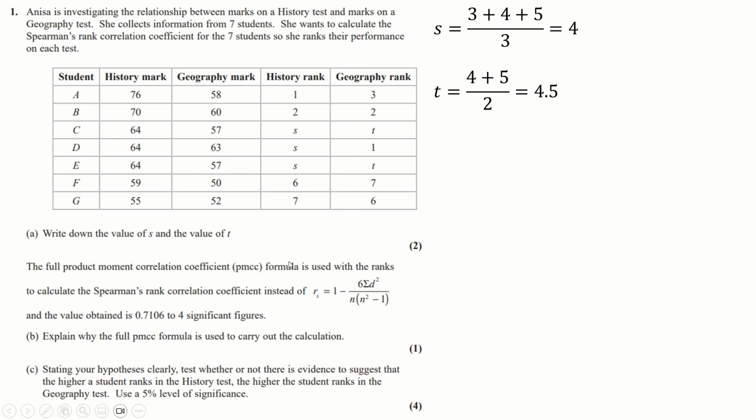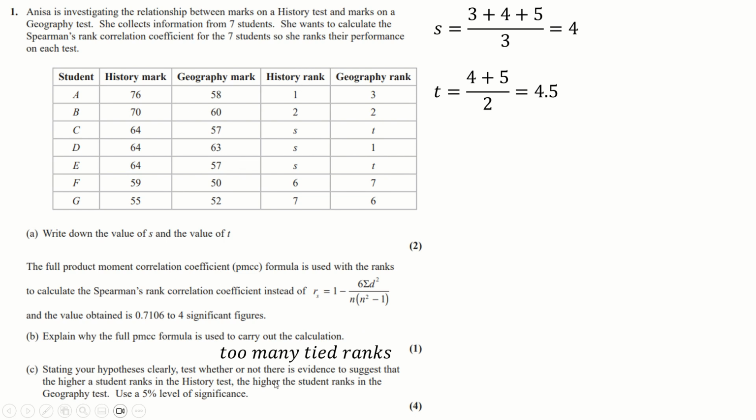Now the PMCC is used instead of the Spearman's rank formula for this, and they're just asking, why have they done that? Well, because when you've got a few too many ties, this becomes less and less accurate. If you've got no ties, or even just 1 or 2, maybe you can do it, but the more ties you have, the more inaccurate this is. So that's why they've stopped using this.